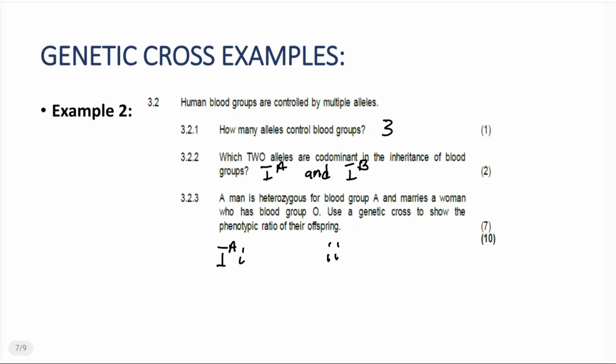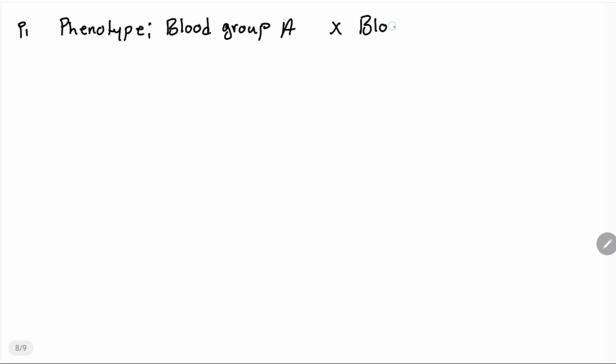We're required to show the phenotypic ratio. So it is a man who is heterozygous for blood group A and a woman who has blood group O. Let us perform that genetic cross. Again, top left, we're simply going to write P1. In front of P1, we're going to write phenotype. That is the physical appearance. So what is our phenotype? They said it was a man who was heterozygous for blood group A. They said he married a woman who had blood group O. So that is their phenotype. That is the physical appearance, right?